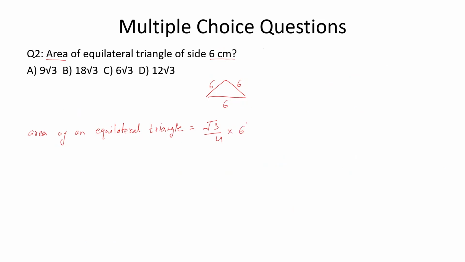So it is root 3 upon 4 into side square. Side square is 6 square, 6 into 6. Let me write it. This means root 3 by 4 into 6 into 6. Right? So 2 and this 6 you can cancel to 3. 3 into 3 is 9. It is 9 root 3. Option A. So the area of this equilateral triangle with side 6 is 9 root 3. Option A is correct.